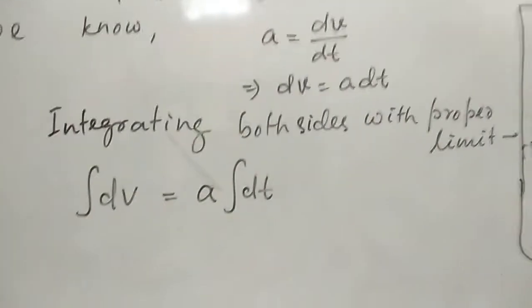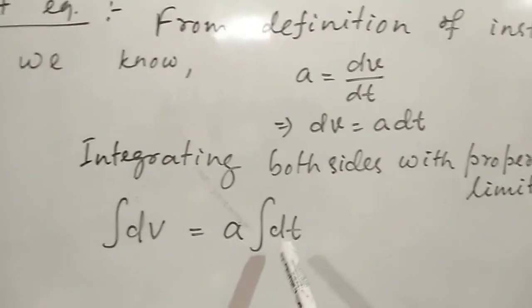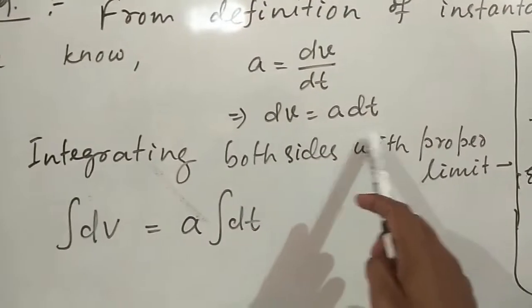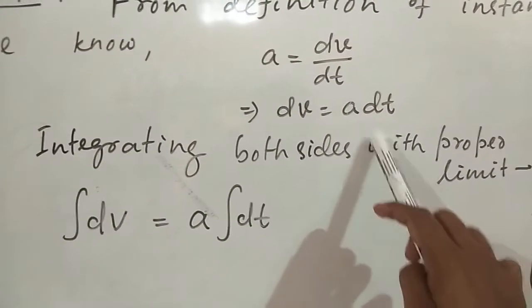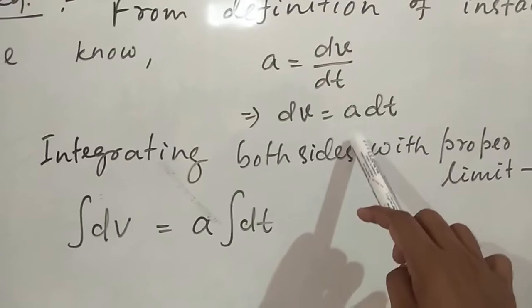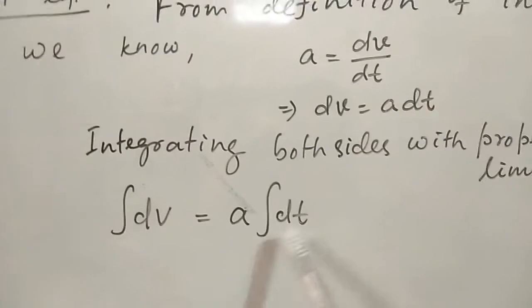After writing the symbols, we have the integration of dv and the integration of a dt. A is taken out because the integration is over t, time. dt means integration over time, where variation in time is there. So a will be considered as constant, and it is taken outside of the integration symbol. So a times the integration of dt.